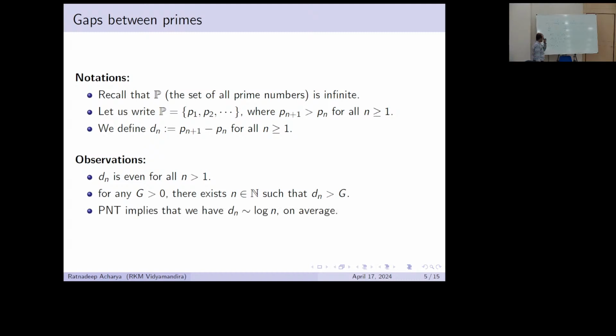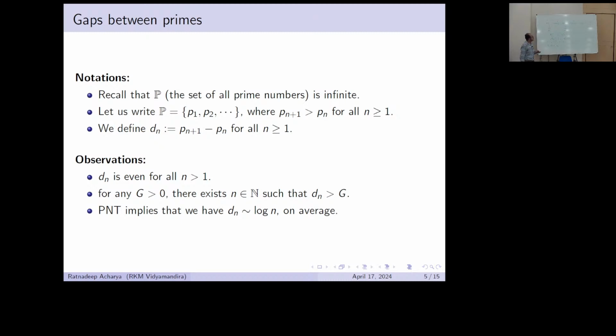The prime number theorem implies that on average the size of d_n is of size log n. It follows from the prime number theorem, because the nth prime p_n is of size n log n. Using that, one can show that the average size of d_n is log n.